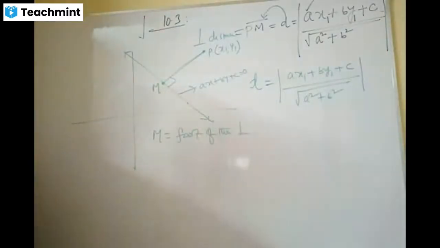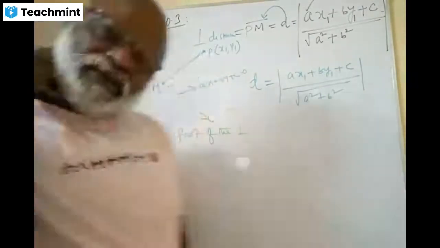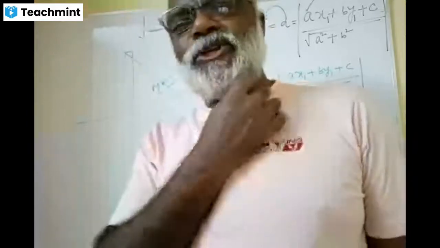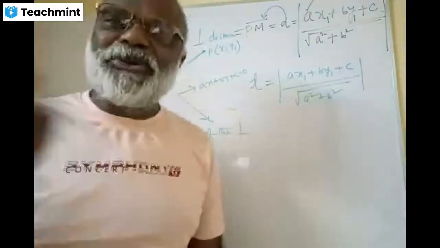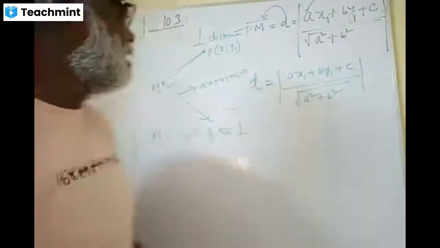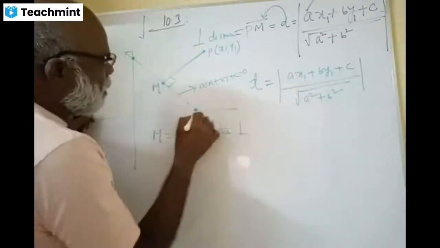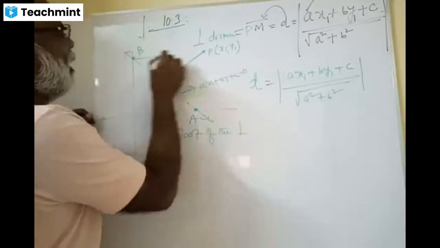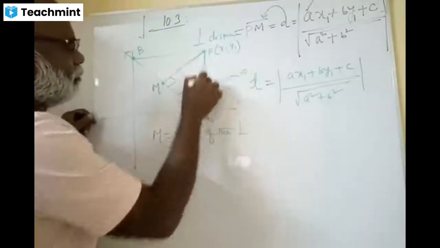Okay? Now, to find this distance, we need to do some construction. You will be surprised to know that half into base into height is the formula we are going to use, once I complete the triangle. You take this as one point called A, this as another point called B, and you join them.